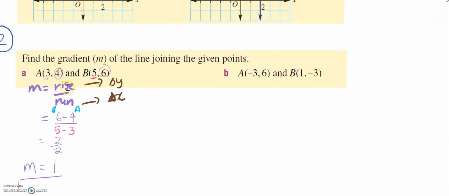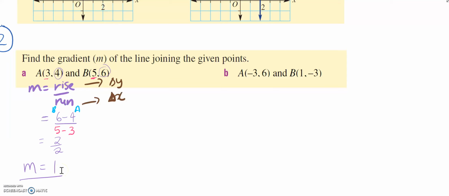Okay, so if you're doing rise, that means you find the difference between 4 and 6. So you do 6 take away 4. If you are finding the run, difference between 3 and 5, 5 take away 3. Now if I've taken 6 take away 4, then it's 5 take away 3. It's not 6 take away 4 and then 3 take away 5. So you have to be consistent. That's why I've written the B over there. The 6 and the 5 are coordinates of point B, and the 4 and the 3 are coordinates of point A. So you need to be consistent. Once you work that out and evaluate, you get a gradient of 1.